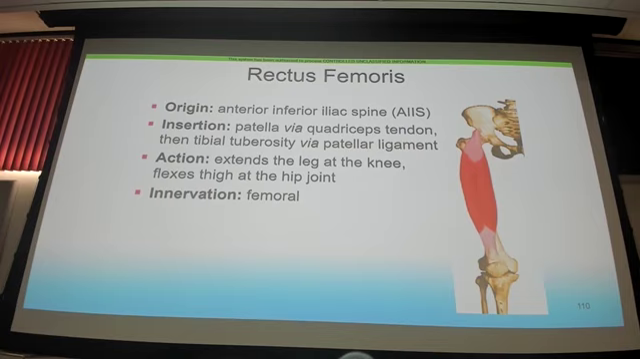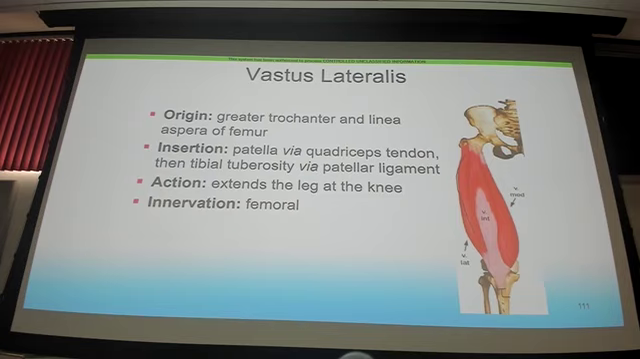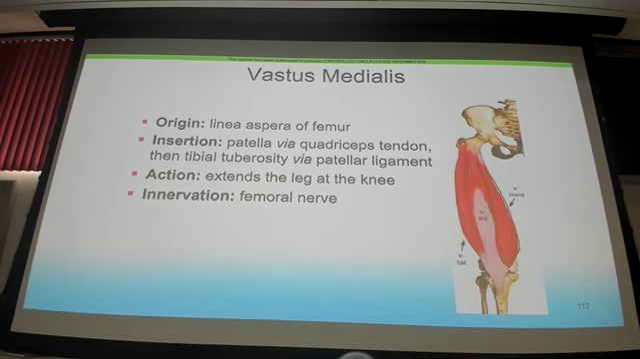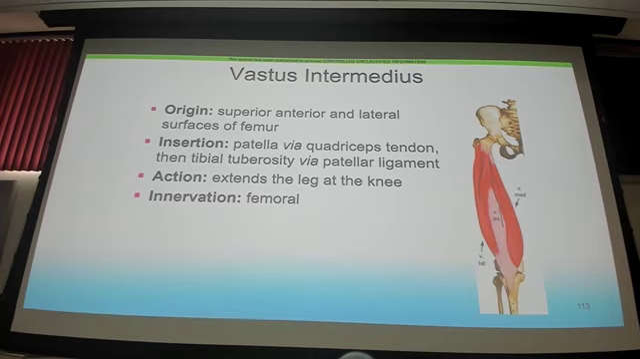Rectus femoris. The only thing to point out on rectus femoris is out of all the quadriceps, where do they originate? Off of the femur. But rectus femoris originates off of the AIIS, which means it crosses the hip joint. So rectus femoris can help flex the thigh, and it can also help extend the knee. The other three quadriceps muscles can only help extend the knee because they do not originate above the hip joint, okay? But they are all the same innervation, femoral.